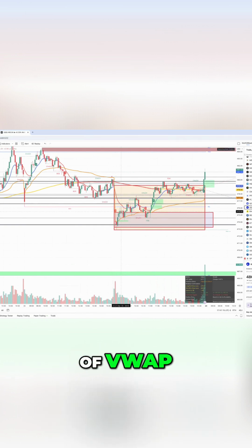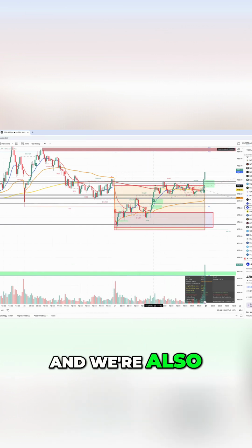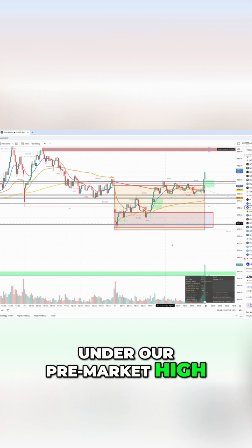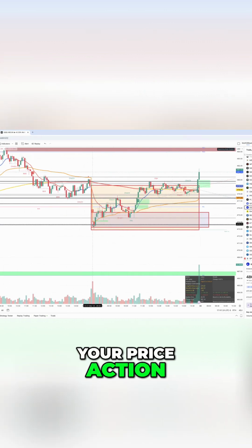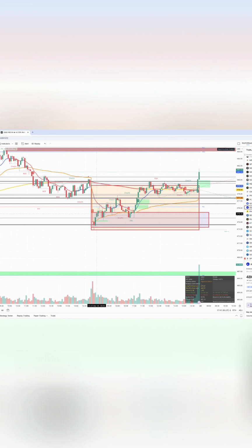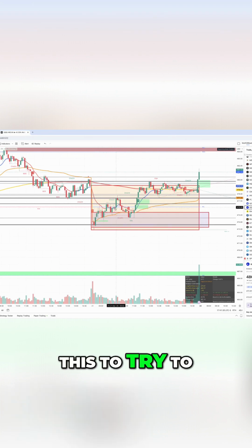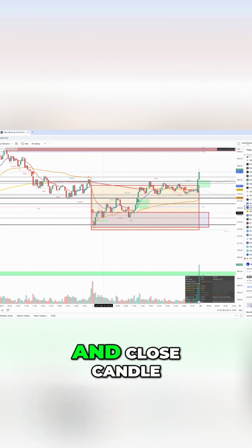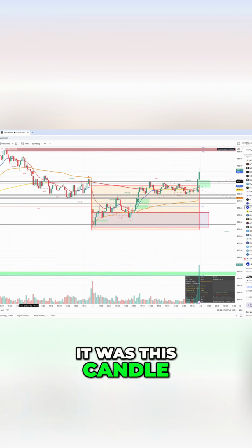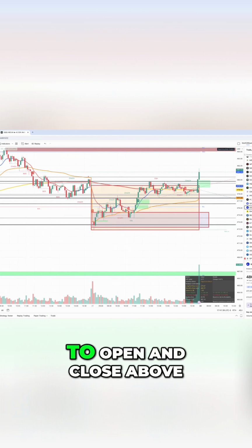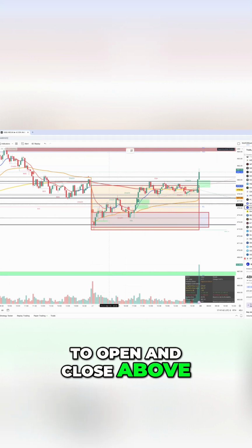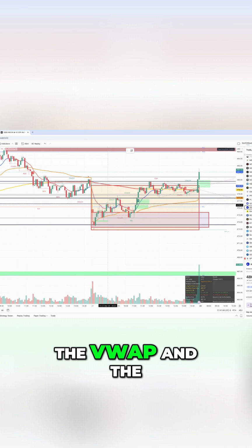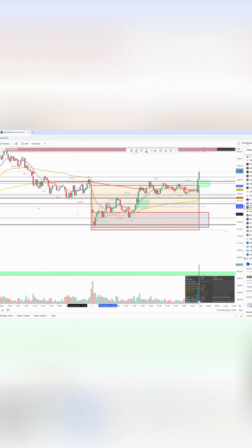So we're on top of VWAP, right? But we're under what? We're under our 200, and we're also under our pre-market high. And just look at your price action. So we come up, we recapture VWAP, and VWAP is taking us to try to help us recapture the 12 EMA. So we have a break above. So when did we get our first open and close candle? It was this candle, right? So we got to count the open and close above the VWAP and the ORB level.